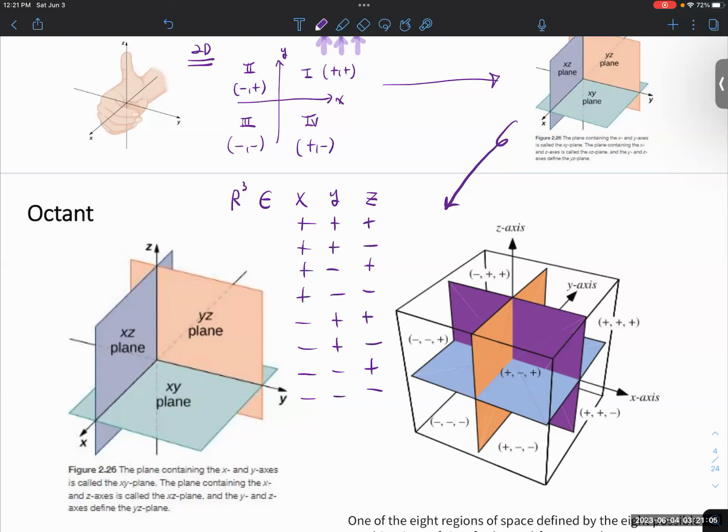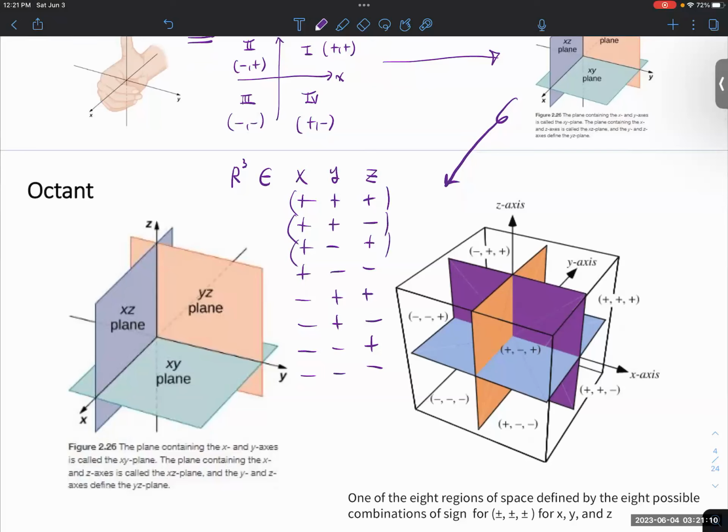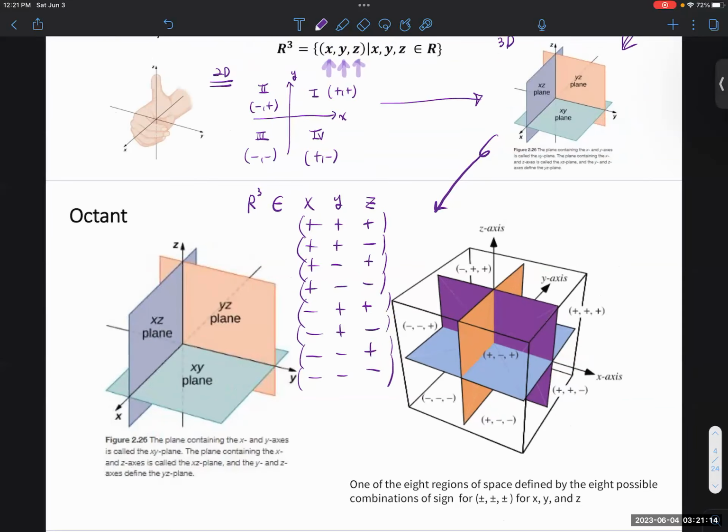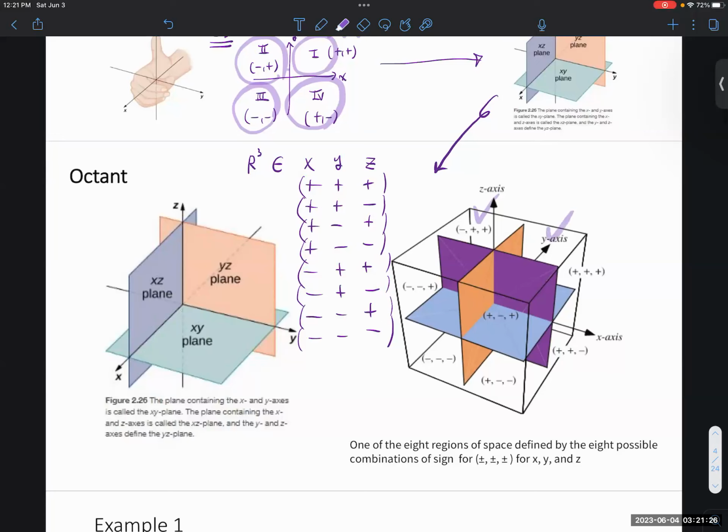Yeah, we have only this combination. So what happened? We have 1, 2, 3, 4, 5, 6, 7, 8. You will have 8 different rooms. So in the 2-dimensional space, we had 1, 2, 3, 4 different rooms. If you consider a quadrant as a room, you will have 1, 2, 3, 4, 5, 6, 7, 8 different possible combinations when you're describing an x, y, z vector. We call that an octant.